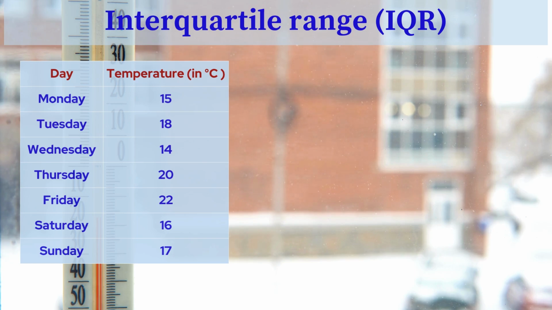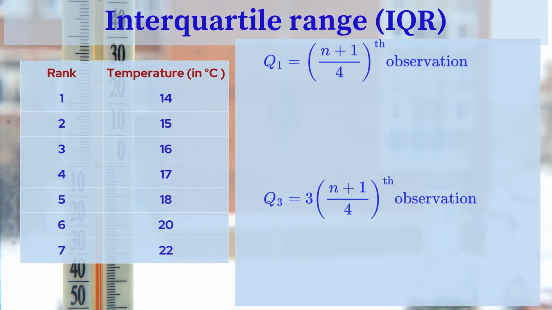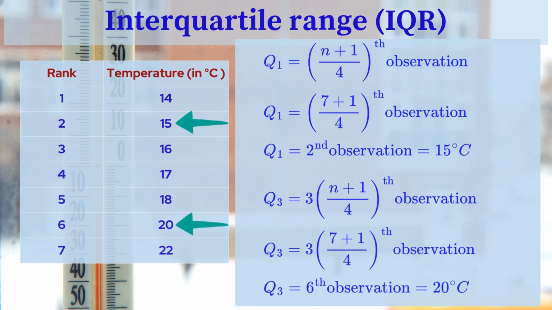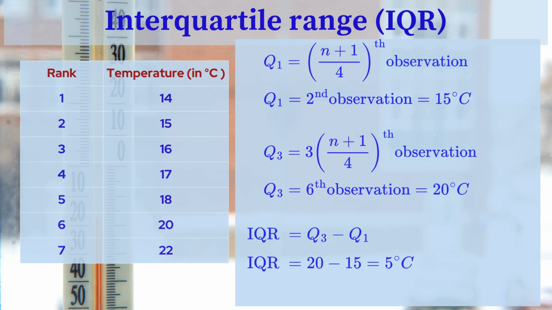Now, to calculate the interquartile range for the temperature data, first sort the data values in ascending order and rank them 1 to n. Then, calculate the first and third quartiles using the following formula. The first quartile is the second observation, that is, 15 degrees Celsius, and the third quartile is the sixth observation, that is, 20 degrees Celsius. Therefore, the interquartile range is 5 degrees Celsius.